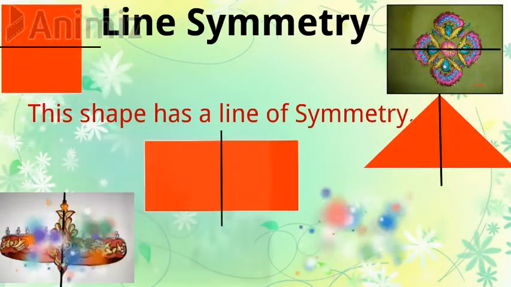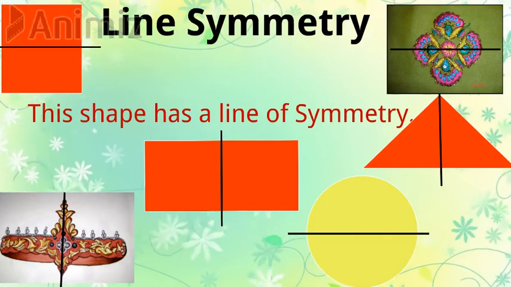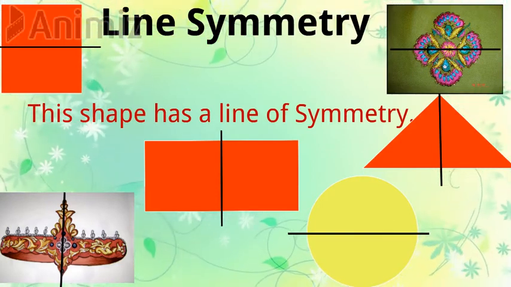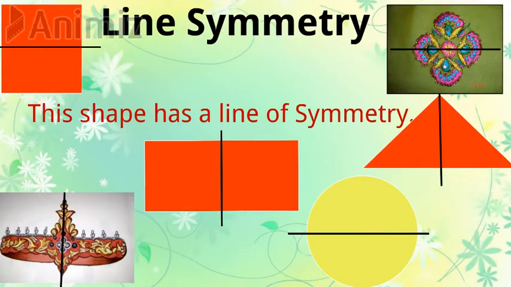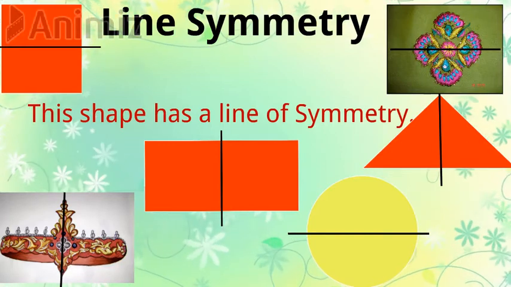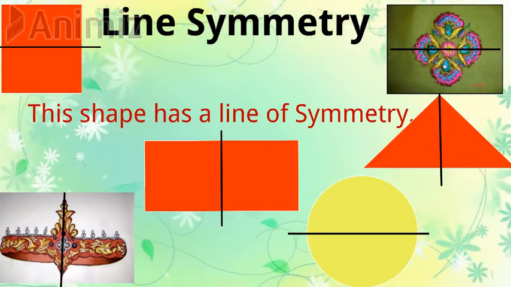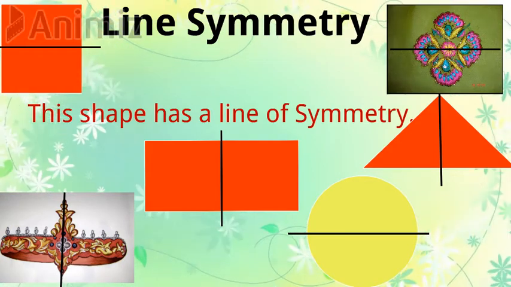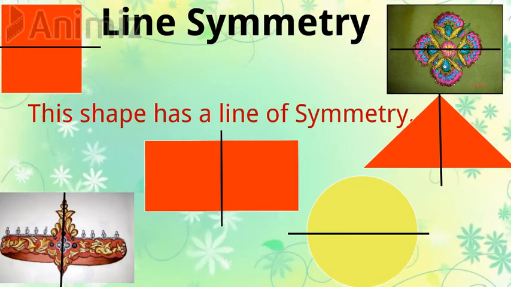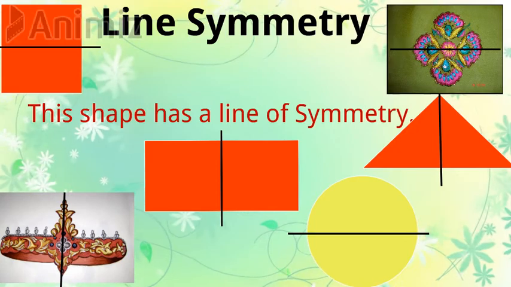Now, I will show you some pictures in which you will see a vertical and a horizontal line of symmetry. There is a rectangle, a square, a circle, a triangle, which has a line of symmetry, either vertical or horizontal. A ring also has vertical symmetry, and this rangoli also has it.